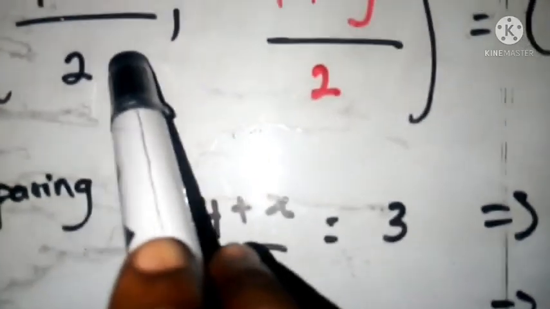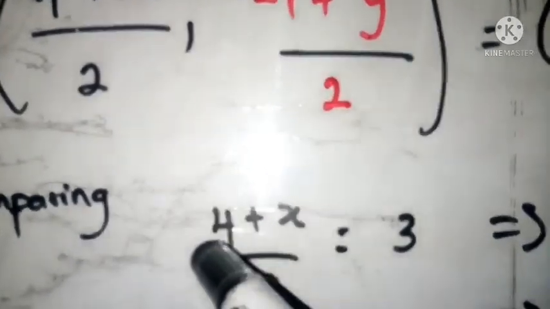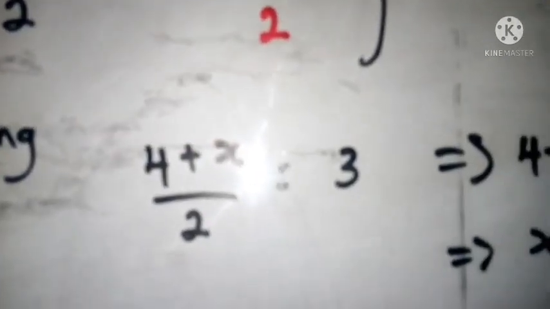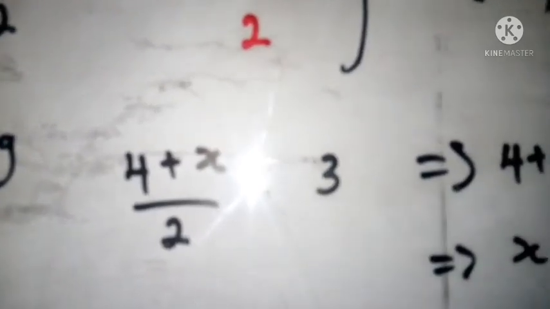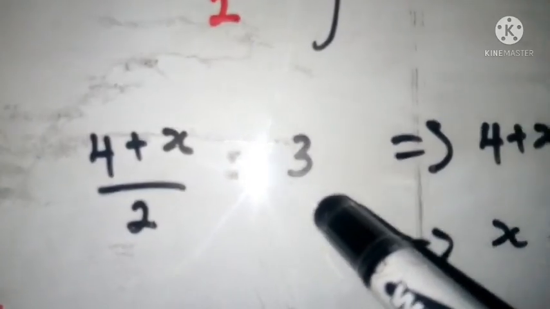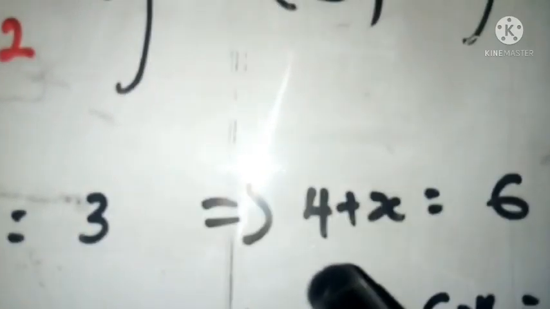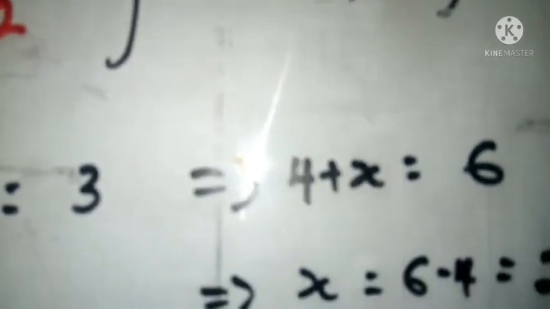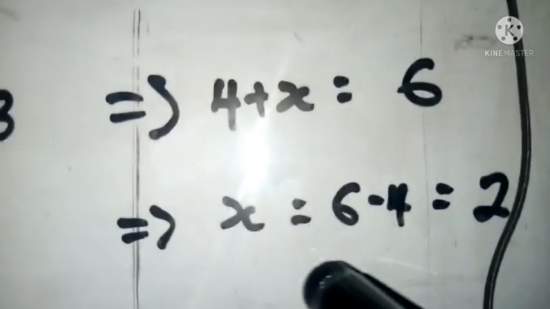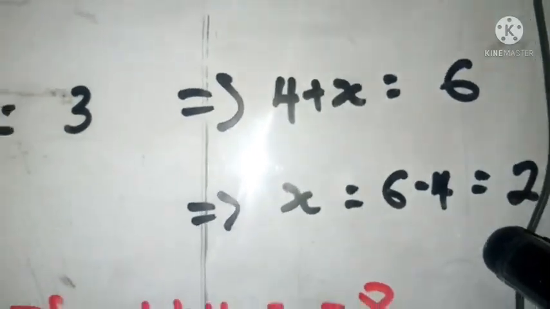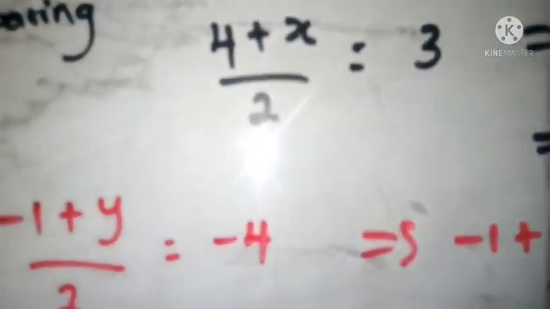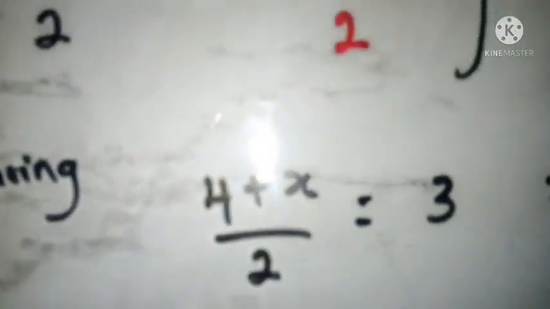So if you compare this, (4 plus x) divided by 2 should be equal to 3. When you do your calculation, these two will multiply to the 6 here. So that's how I got 4 plus x is equal to 6, and then that calculation will give you x equals 2, right?